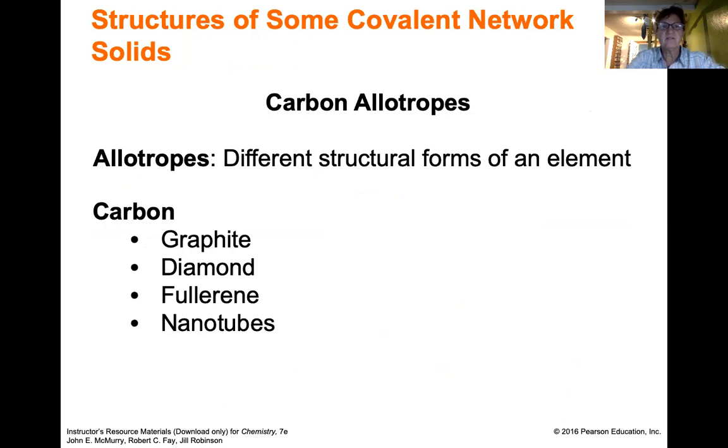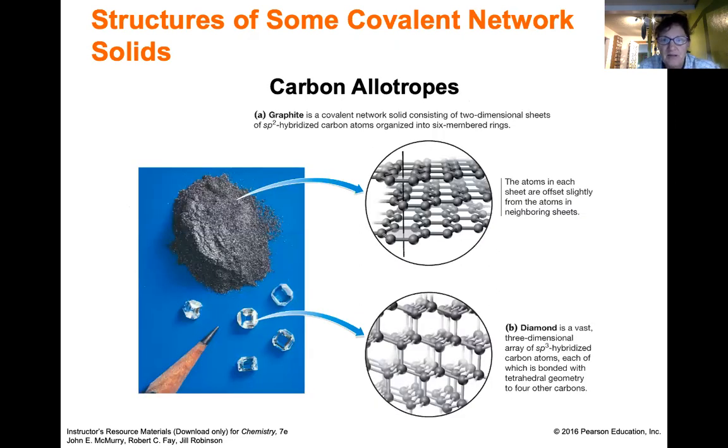Okay, so now going back to covalent network solids. Allotropes are different structural forms of an element. Carbon has a lot of different forms. You have graphite, diamond, fullerene, nanotubes. So carbon as a solid can be many different structures.